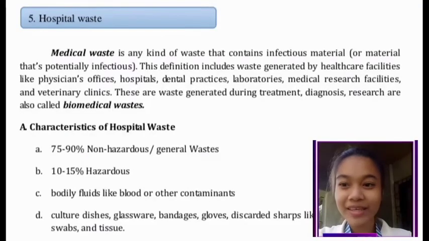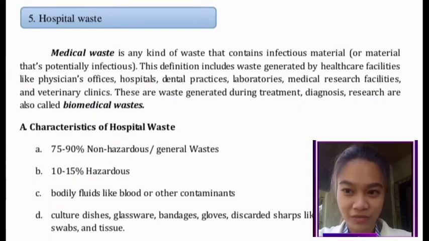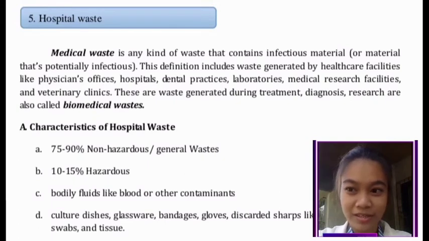Medical waste. Medical waste is any kind of waste that contains infectious materials or materials that are potentially infectious. This definition includes waste generated by healthcare facilities like physicians' offices, hospitals, dental practices, laboratories, medical research facilities, and veterinary clinics. These are waste generated during treatment, diagnosis, research, also called biomedical waste.